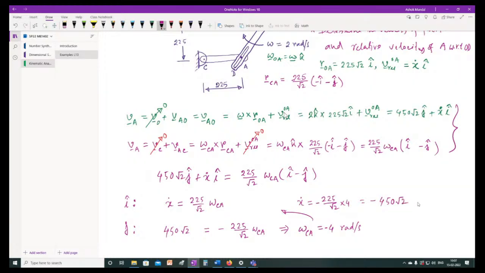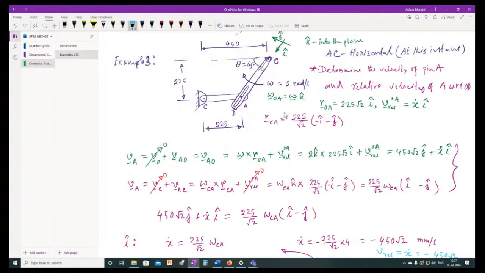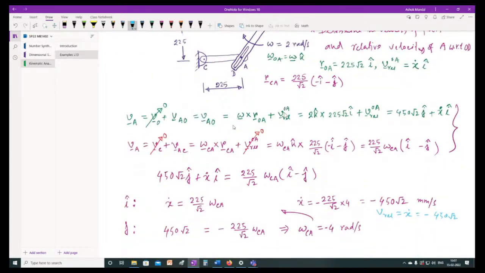And if everything is given in millimeter, so this is in millimeter per second. This is the answer we have, right? The V relative. V relative is equal to x dot, which is minus 450 root 2. What do we mean by this minus 450 root 2? The relative velocity direction is opposite to the I direction, right? So it is moving along -I cap.